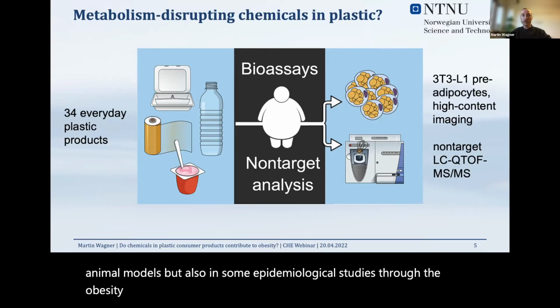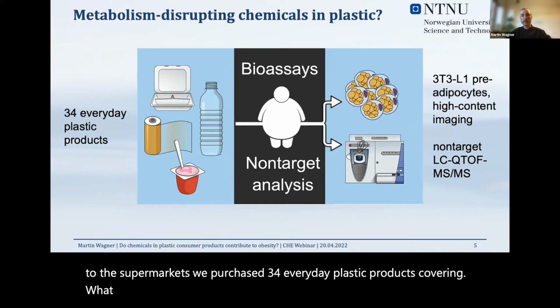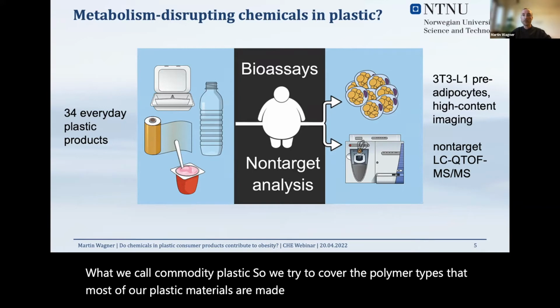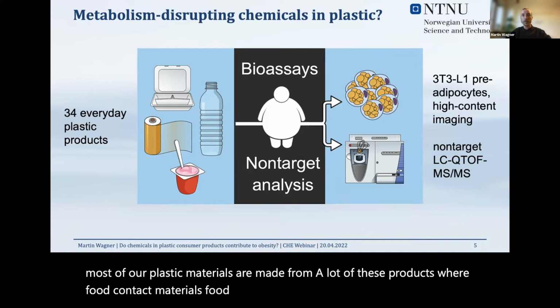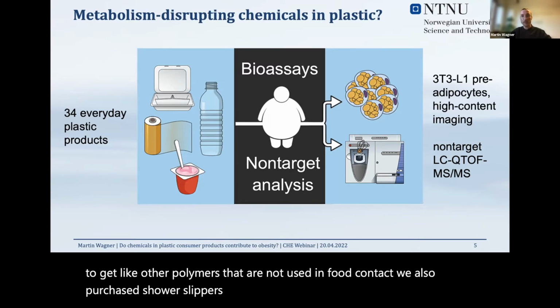So what we've been doing in that study is we went to the supermarkets and purchased 34 everyday plastic products, covering what we call commodity plastics. We try to cover the polymer types that most of our plastic materials are made from. A lot of these products were food contact articles, basically plastic packaging. But to get other polymers that are not used in food contact, we also purchased shower slippers, for instance, that are made from polyurethanes, or PVC floor covering.